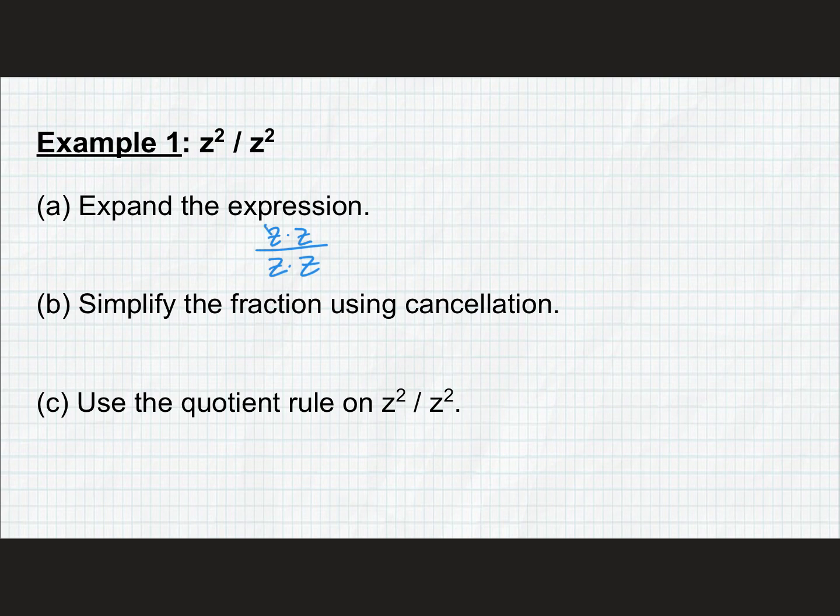Now, let's simplify the fraction using cancellation. So we are going to cancel 2 z's from the top and 2 from the bottom, leaving us with no z's. Now, remember, we are working with division, so when we look at multiplying and dividing, we use the multiplicative identity, which is 1. So what we really have is 1 divided by 1, which just simplifies to 1. Next, let's use the quotient rule on z squared over z squared. Doing so, we get z to the 2 minus 2 power, or z to the 0 power. That means that z to the 0 power is the same thing as 1.